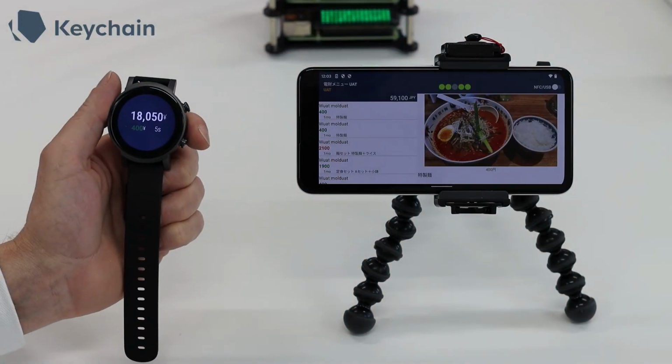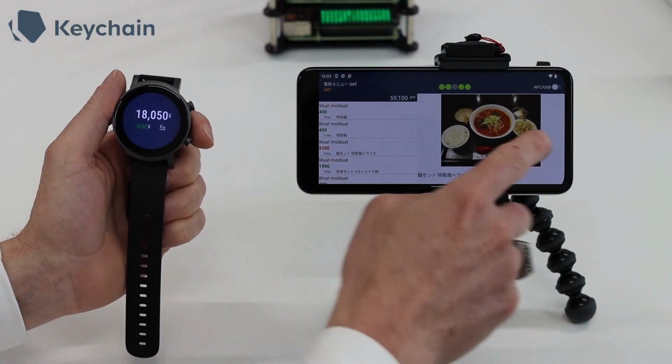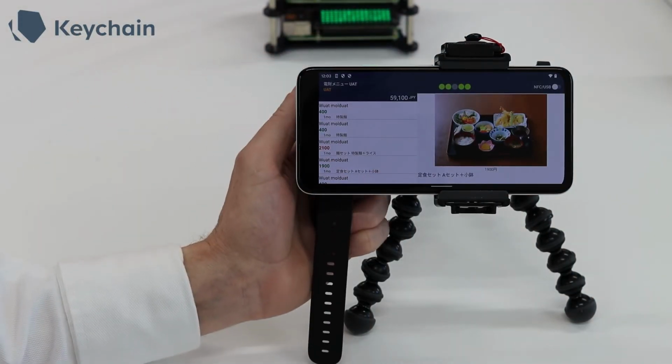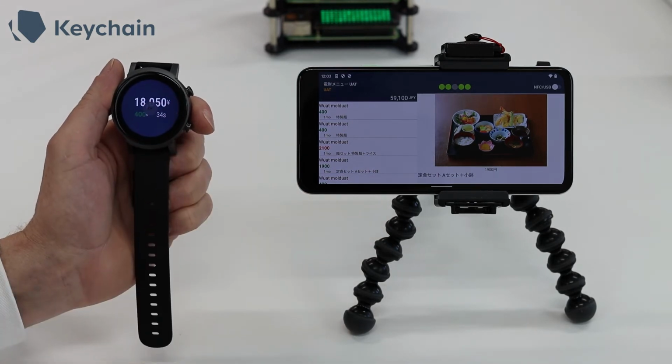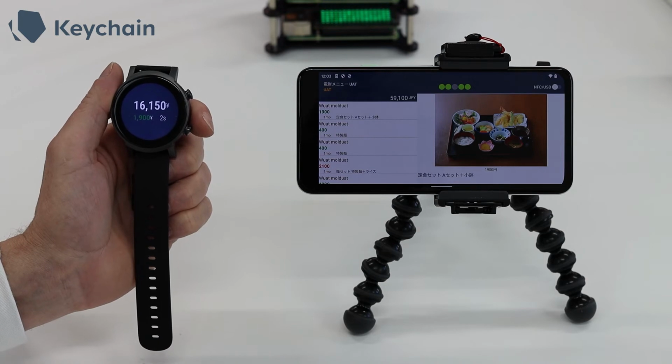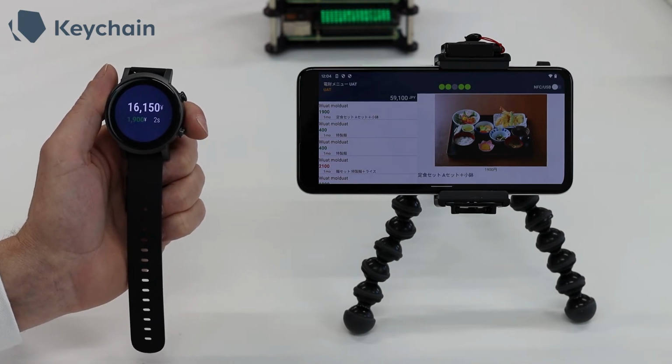We'll try another transaction, 1900, please. And you can see, just as with the first transaction, this transaction completed in relatively quick fashion.